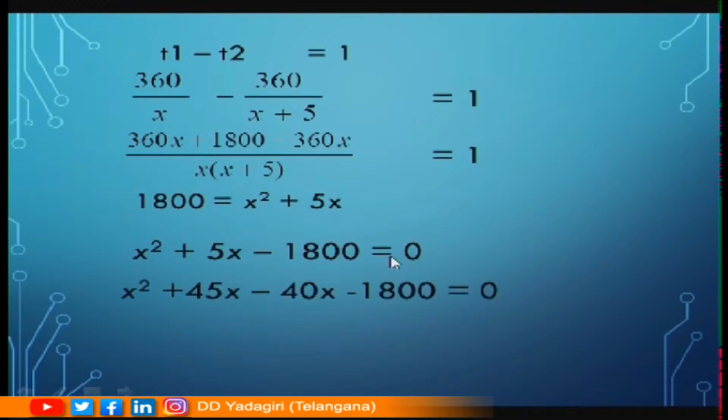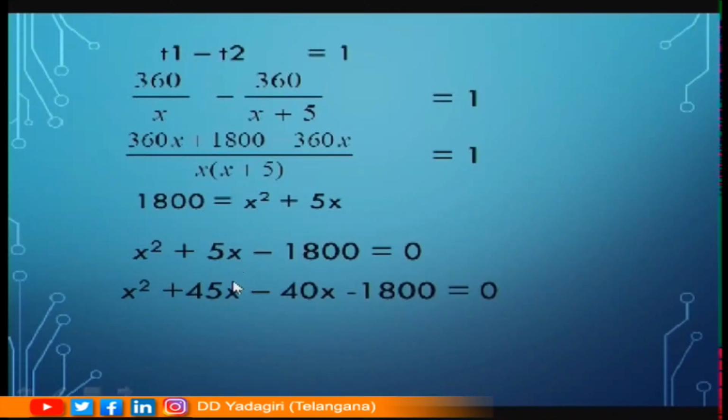Now, we are trying to write this 5x by splitting the middle term, which we have learnt in our previous lesson. So, I can write this 5x as 45x minus 40x, which means 45 into 40 gives me 1800 and 45 minus 40 gives me 5x. So, x square plus 45x minus 40x minus 1800 is equal to 0.